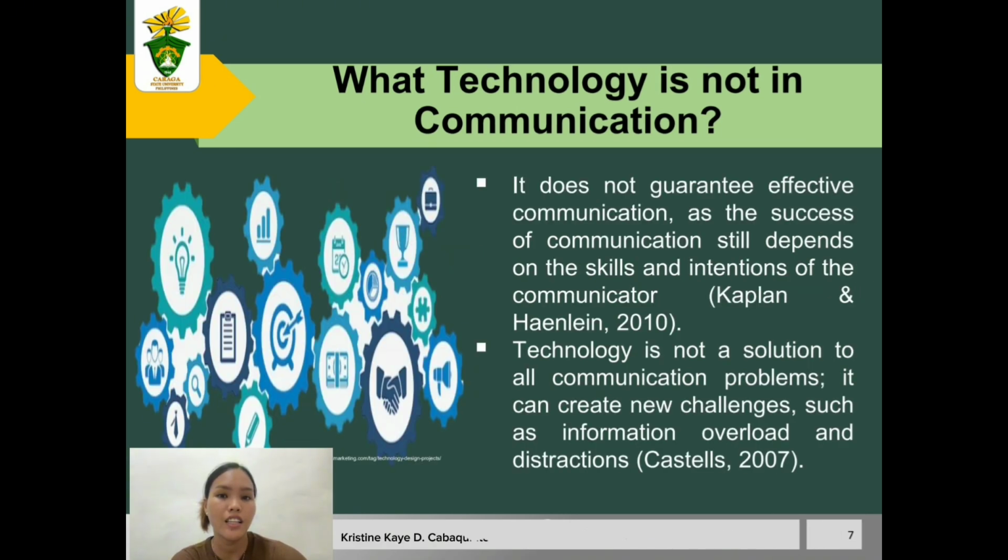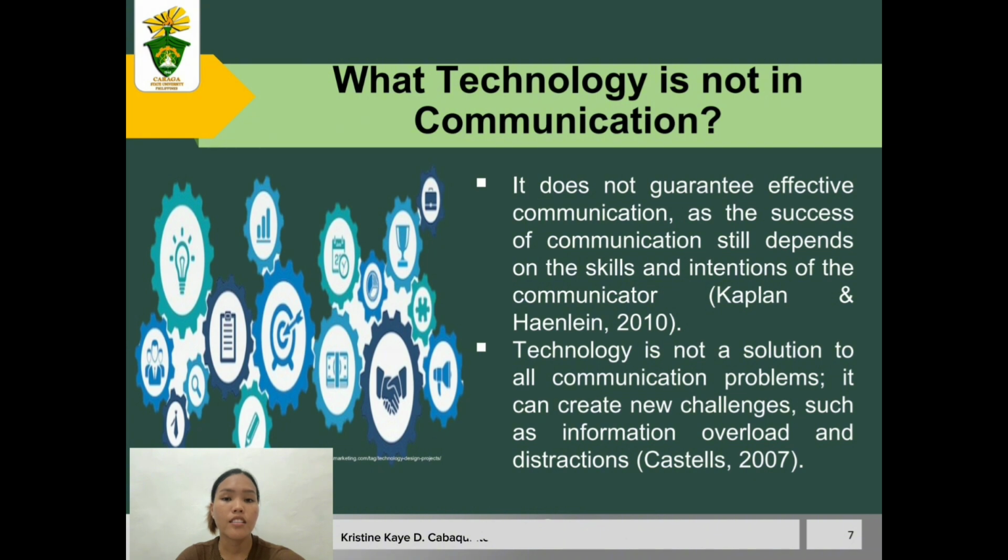What technology is not in communication? It does not guarantee effective communication, as the success of communication still depends on the skills and intentions of the communicator. For example, even with a high quality video call app, if the speaker is not clear or empathetic, then the message may not be received effectively.